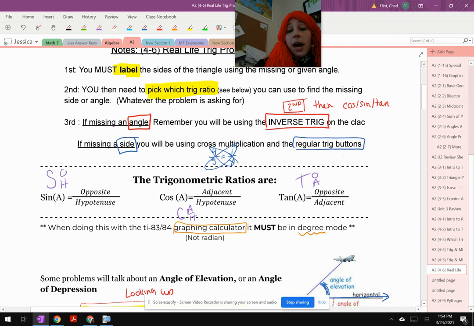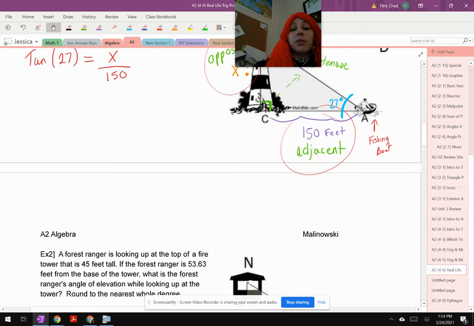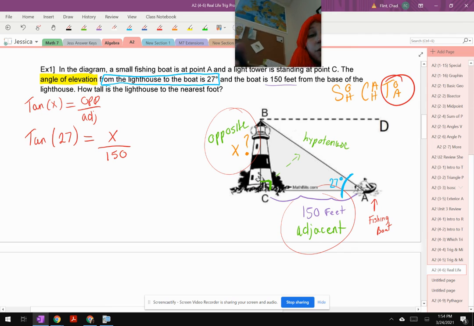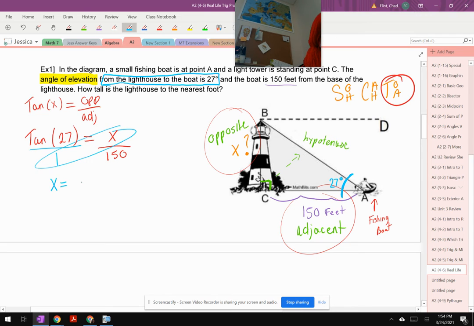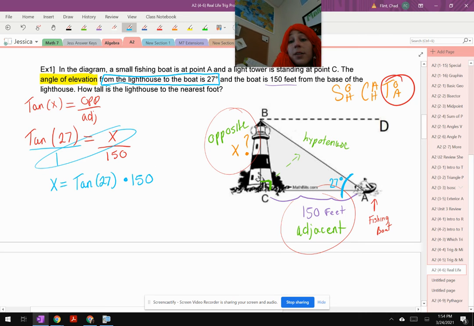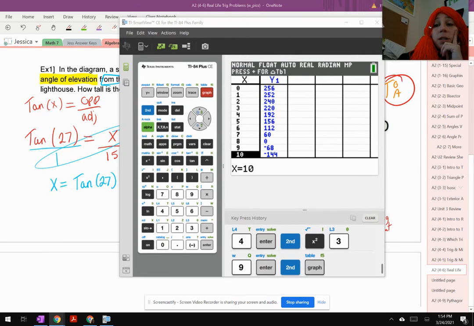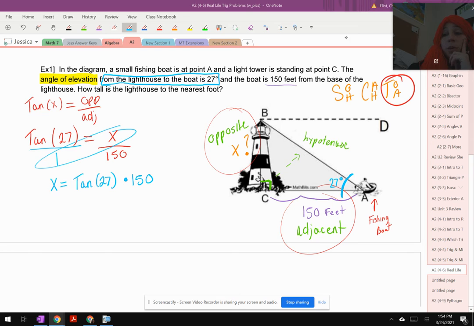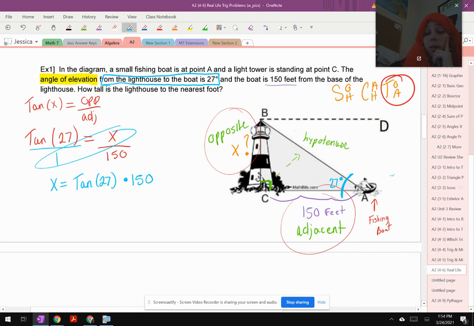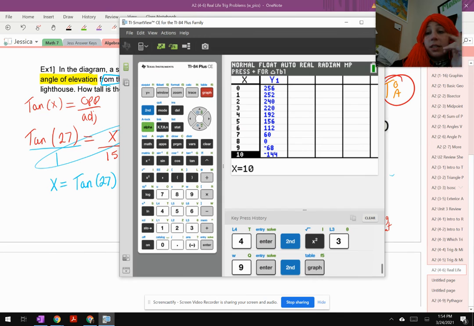Remember, if you're missing a side, you're going to be using that cross multiplication and your regular trig buttons in your calculator. So working out through my cross multiplication here, turning that into a fraction, X is equal to the tangent of 27 times 150. And this is where I can jump to my calculator. So again, if you're using a middle school scientific calculator, the blue one, you don't need to be checking for degree mode because that doesn't have a different mode.